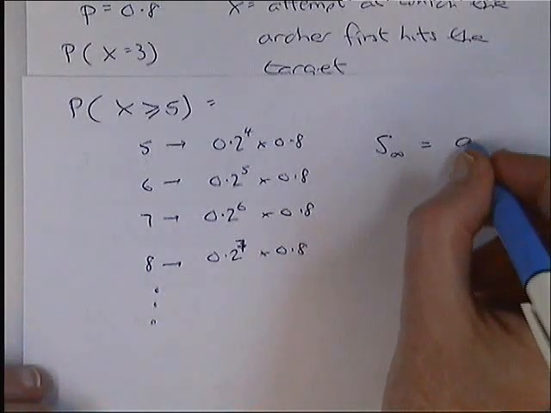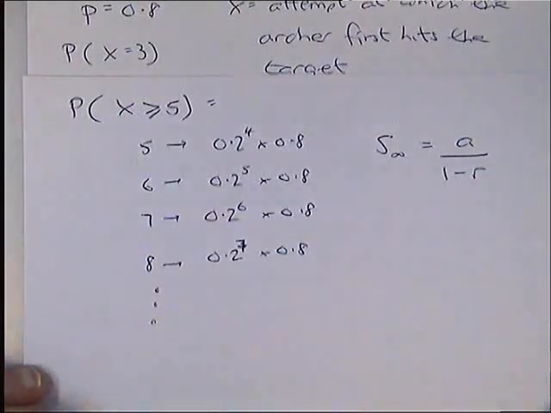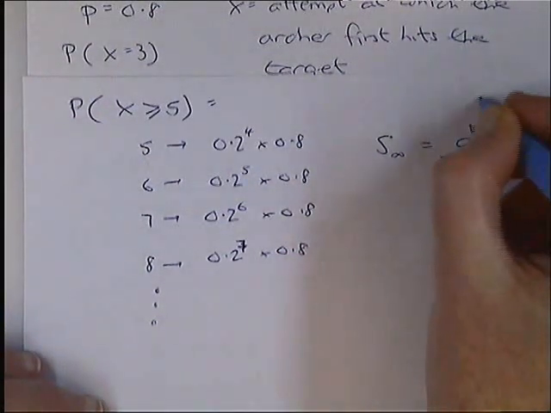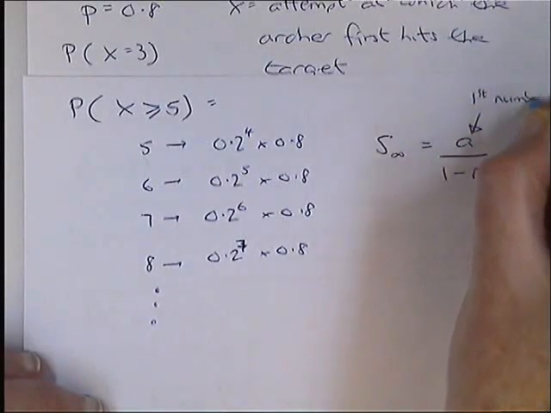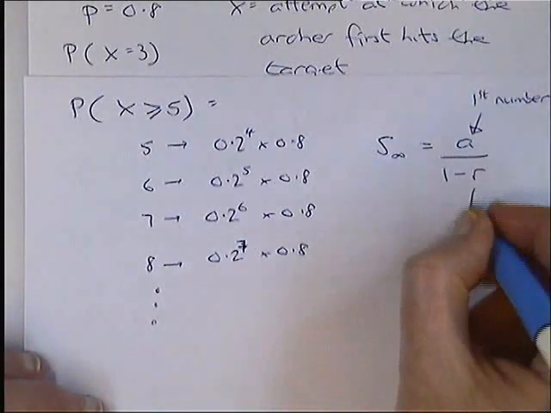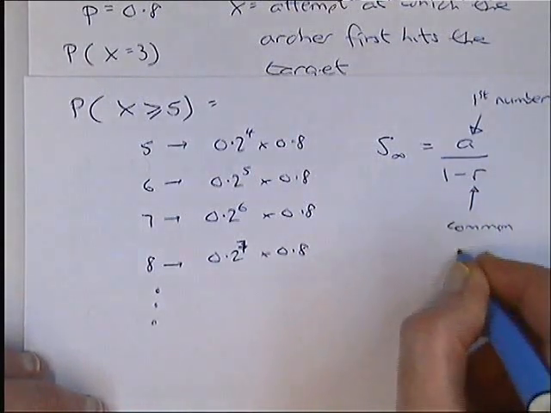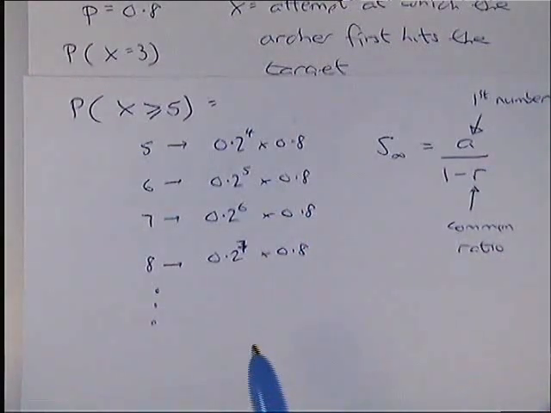The formula is A over 1 minus R. This turns up in core maths. It's called a geometric progression and a sum to infinity. That A stands for the first number in your adding up list, and R is called the common ratio. What that is, it's what you're timesing your first number by to get the second number, and what you're timesing your second number by to get the third number.